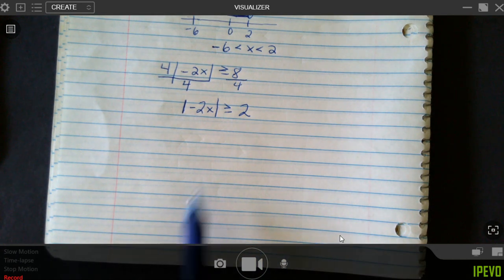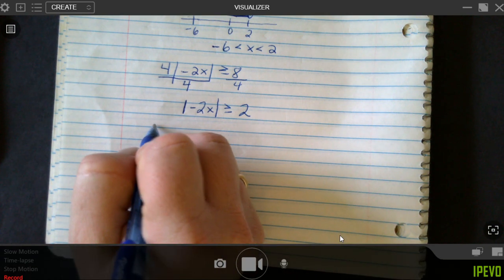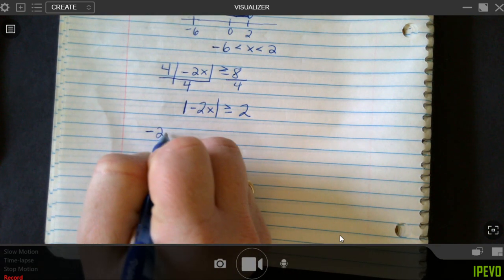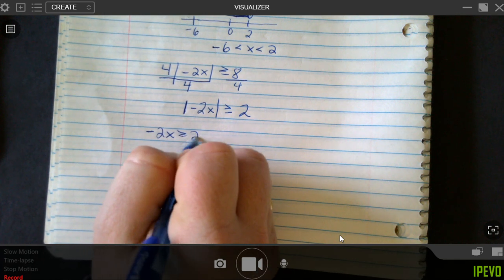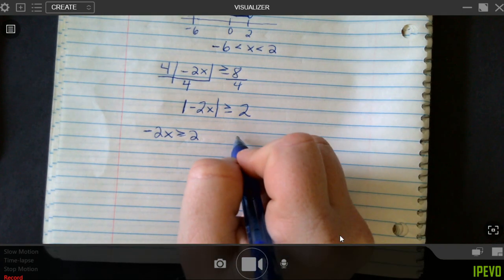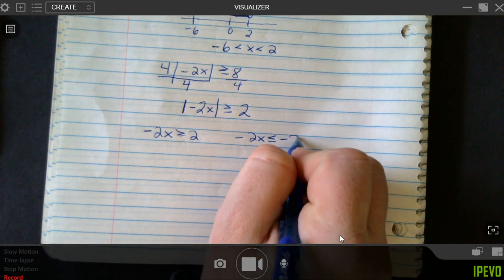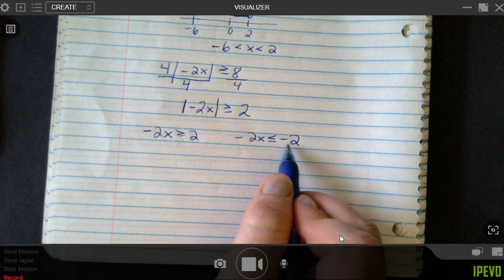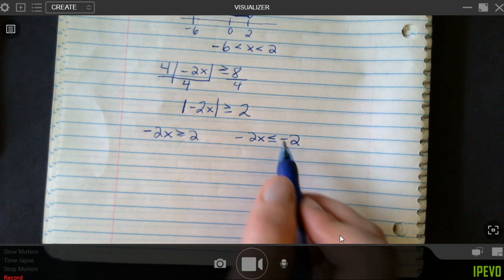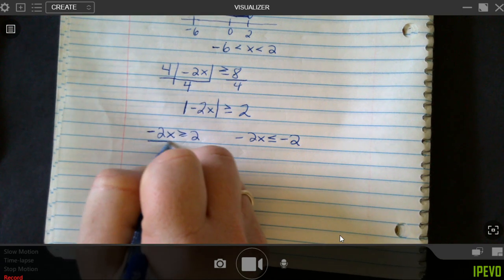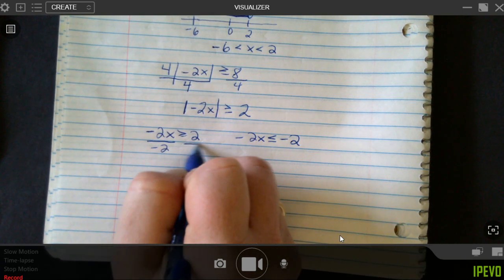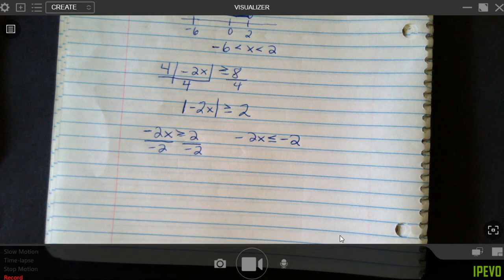Now that it's isolated, now we can write our two equations. Remember, one with the positive, -2x is greater than or equal to 2. And one with the negative, -2x is less than or equal to -2. Because I'm multiplying by a -1 to get this, I need to flip my sign. Now we solve again. Okay, divide this one by -2, divide this one by -2.